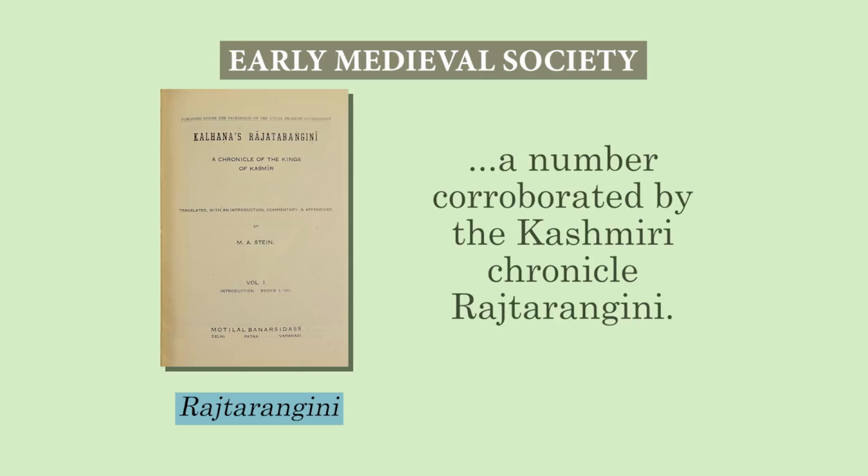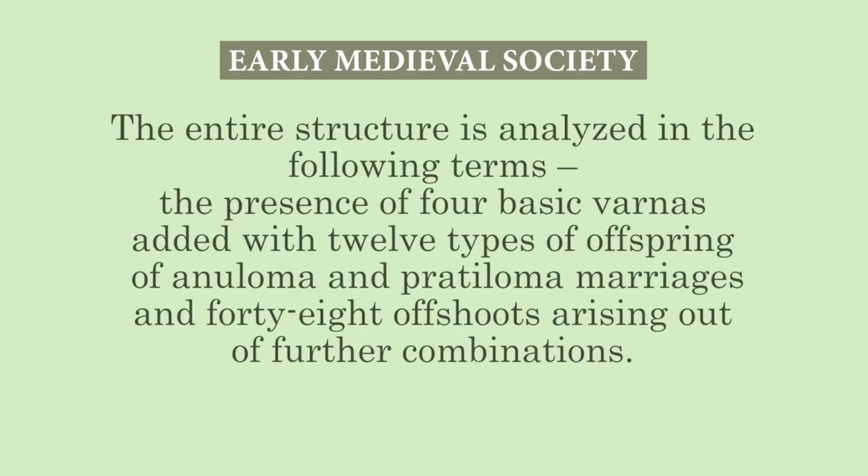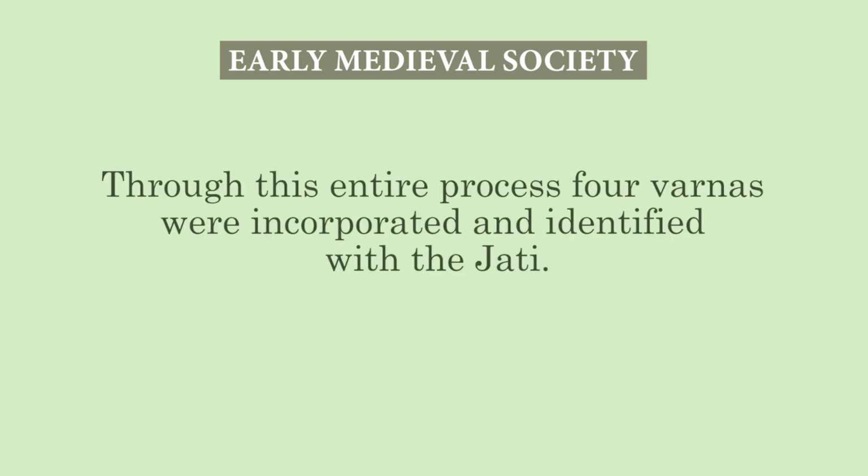And this fact, the existence of 64 jatis, is corroborated by Kalhana's chronicle, the Rajatarangini. Now, how is this 64 jati framed? This can be explained in the following way. There are the 4 basic Varnas, and added to these were the 12 offspring of Anuloma and Pratiloma marriages and 48 offshoots arising out of further combinations. Through this entire process, the 4 Varnas were incorporated and identified with the jatis.